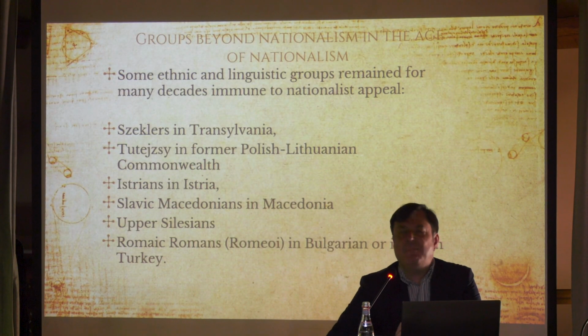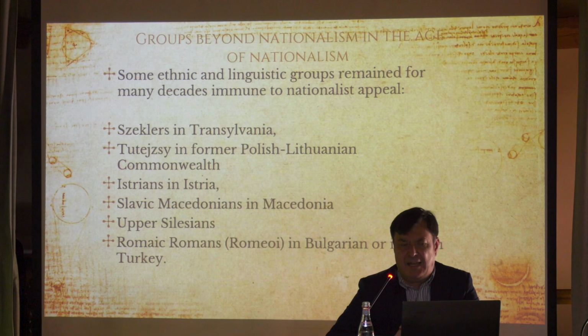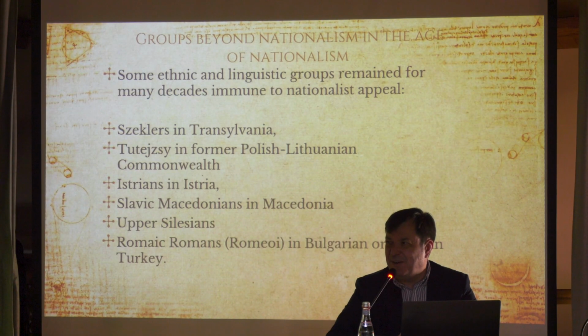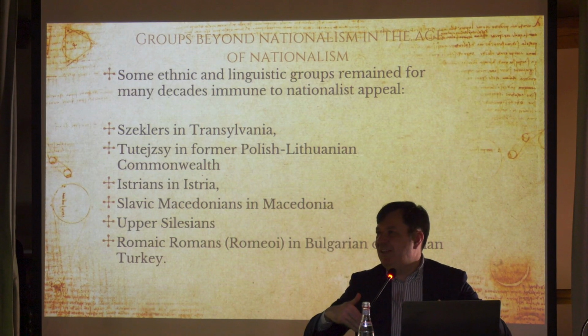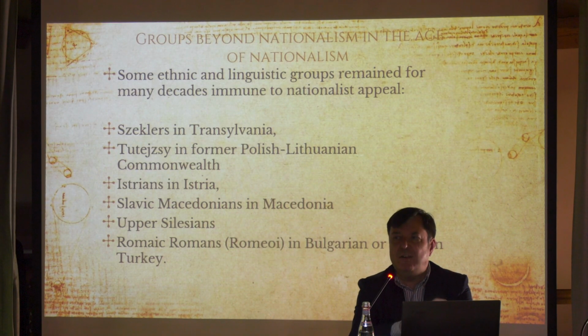The second problem is that some ethnic and linguistic groups remained for many decades immune to nationalist appeal. And of course, you have the case here of settlers in Transylvania, which became the symbol of Hungary a few days ago during the opening of the parliament, but actually for many, many decades, they were the symbol of indifferentism. Tuteji, which means locals, people from here, in the former Polish-Lithuanian Commonwealth, Istrians in Istria, Slavic Macedonians in Macedonia, Upper Silesians, Romaic Romans. I will now give you concrete examples of some of them to explain what this meant.